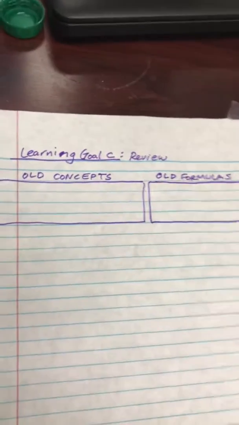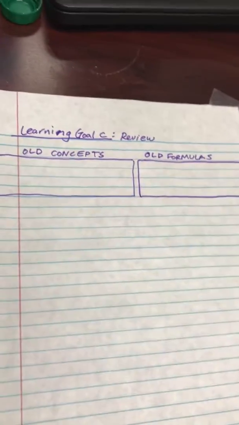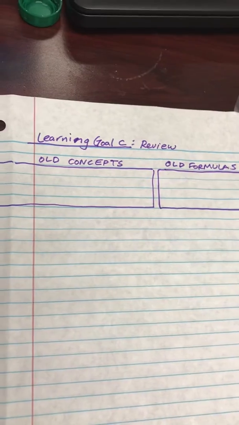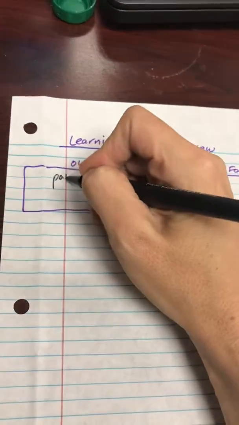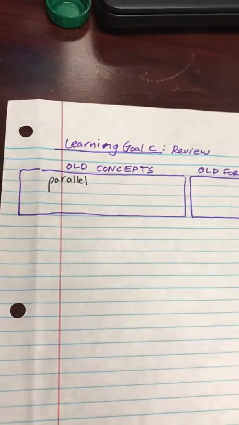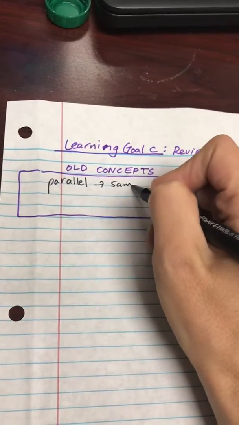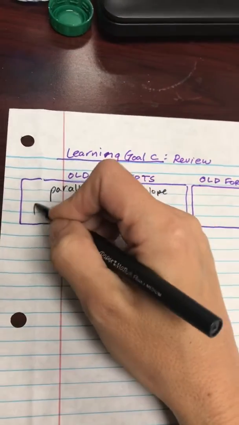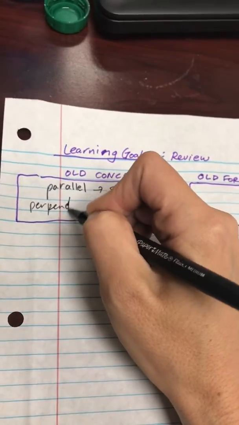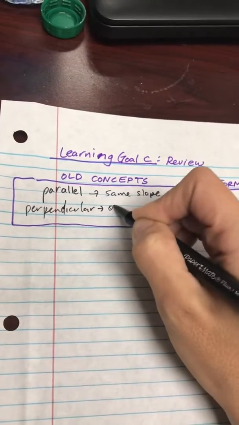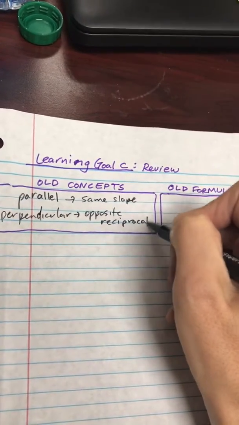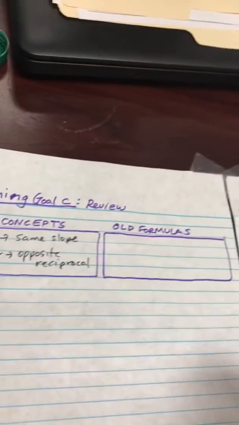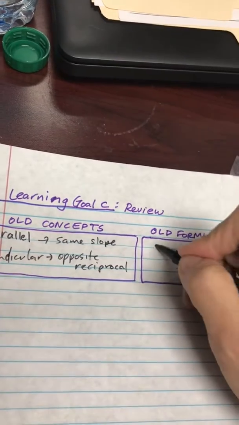Okay. So on a different piece of paper now, I'm going to be working on Learning Goal C review. These are questions we've had before, but it's been a long time. So what are some of these old concepts? One, we see the word parallel on these 4 questions, which should mean same slope. And we see the word perpendicular, which means opposite reciprocal. Okay. So that's important. We also maybe need to use some old formulas.